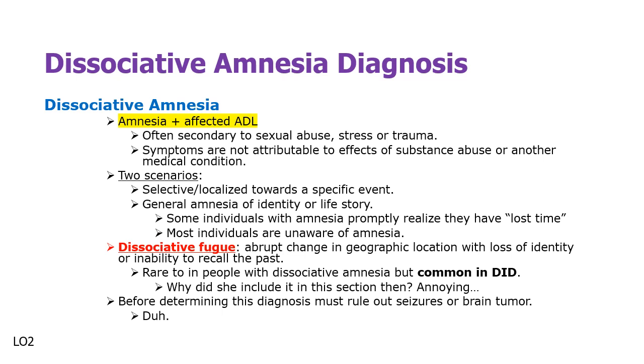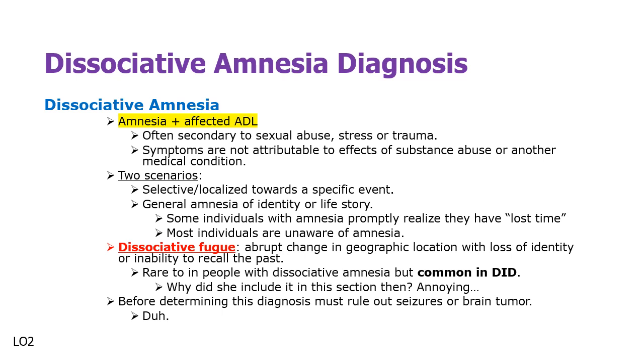There's localized, which is towards a specific event. So you forgot you went to the mall, or you forget a specific traumatic event. Or there's general amnesia, where you lose track of who you are, or you could lose big periods in time. And these individuals may also be unaware that they even have amnesia, so they have amnesia towards their amnesia. This is going to be common in general amnesia.